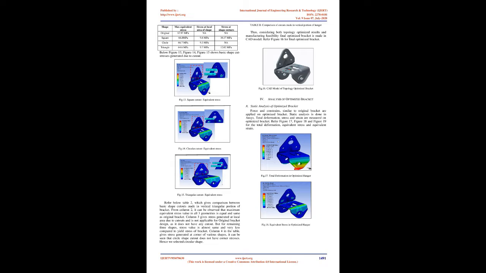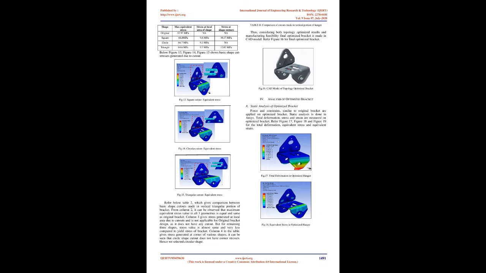After getting topology optimization result, 3D model of optimized bracket is created in CREO. Final bracket is designed considering manufacturing feasibility, hence does not match exactly with the topology optimization result. From the result obtained in topology optimization, horizontal plane of bracket have square shape cutout which can be manufactured, but vertical triangular plane cutout needs to be redefined based on manufacturing feasibility. Hence we carried out shape optimization here, to select best shape from 3 basic shapes, i.e. triangle, rectangle, and circle. Below Figure 13, Figure 14, Figure 15 show basic shape cut stresses generated due to cutout.